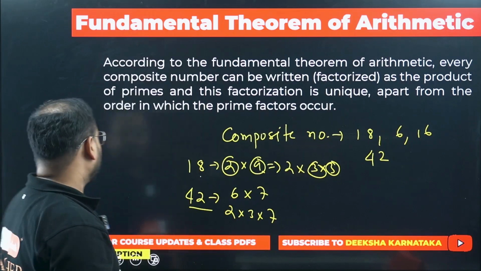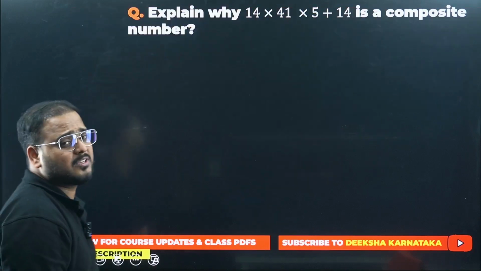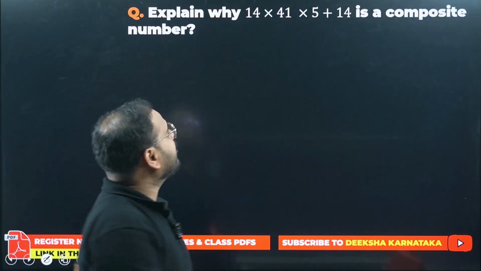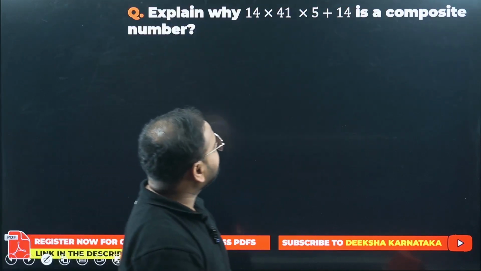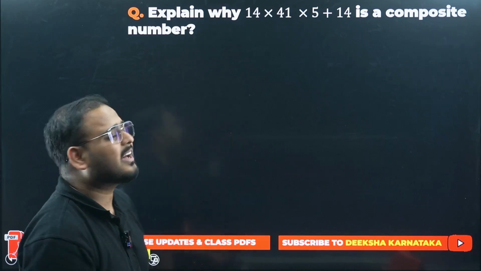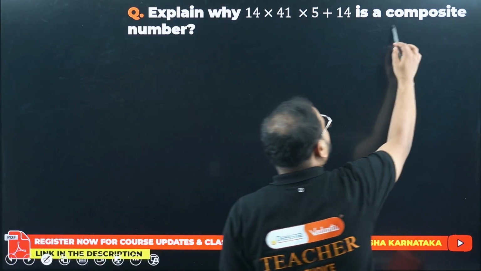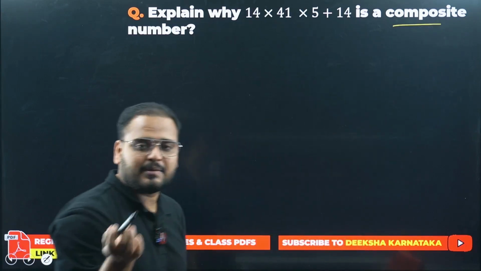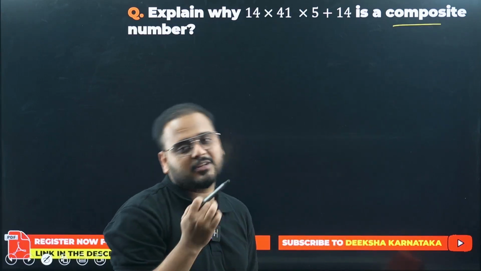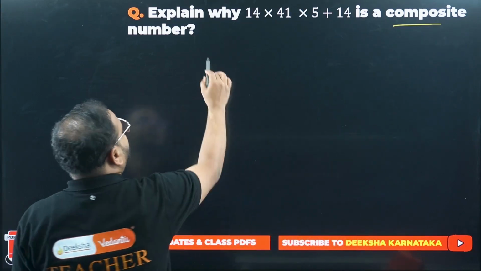Alright, let's see the first question on this. Okay, this question: 14 times (41 times 5 plus 1) plus 14 is a composite number. We have to prove that and see why it is. When can we say the number is composite? Whenever I can express it as a product of primes, from the fundamental theorem of arithmetic. Please have a look. Very simple question.